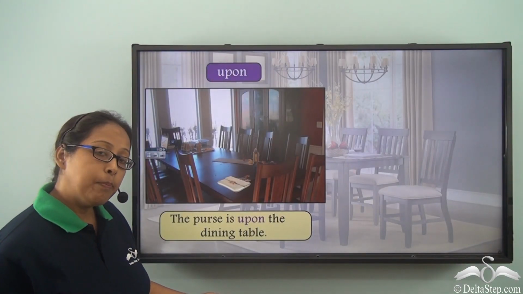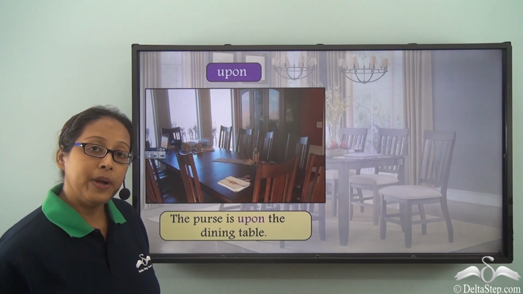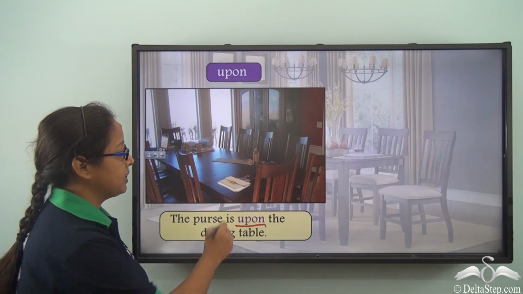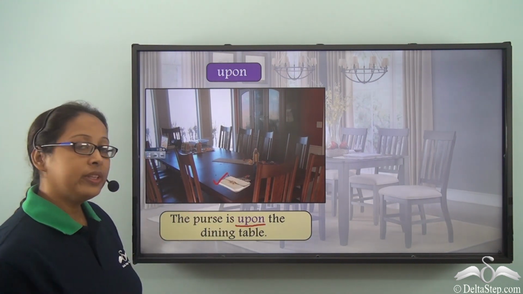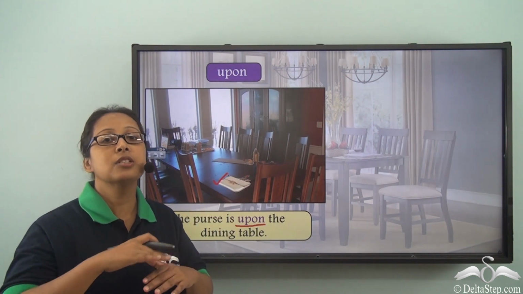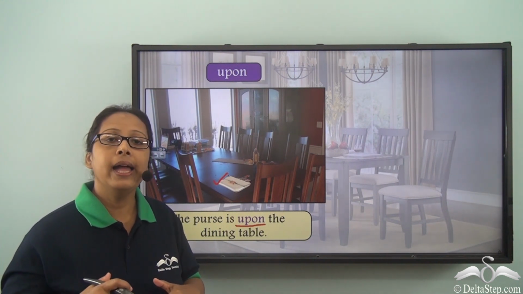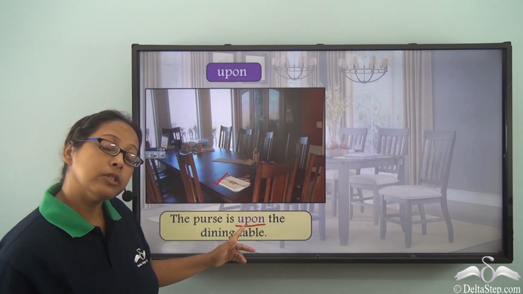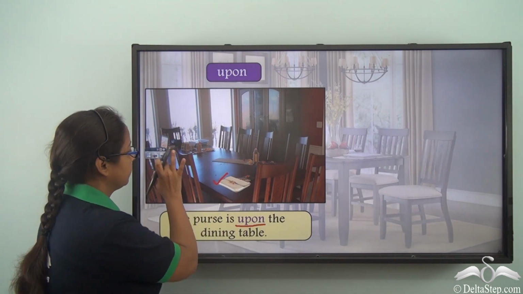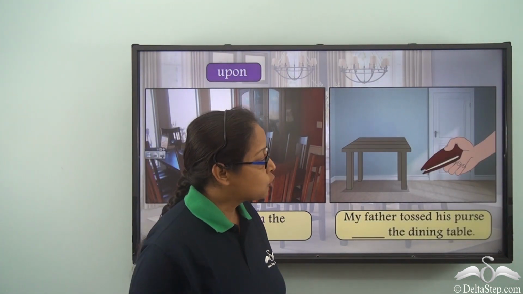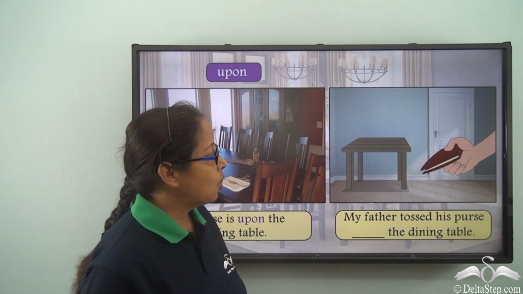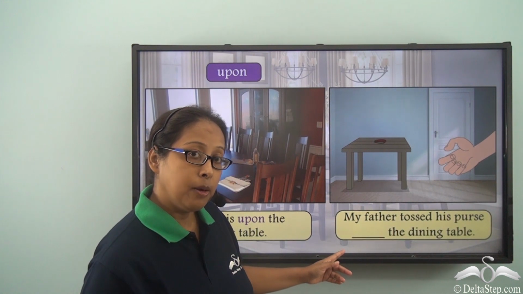The purse is upon the dining table. So the preposition in this sentence is upon. Here the purse is on the dining table, which means the purse is on top of the dining table and it is at rest. It's just kept over there. So we have used upon in this sentence. Now let's check another sentence. My father tossed his purse dash the dining table. So, can we write upon over here?